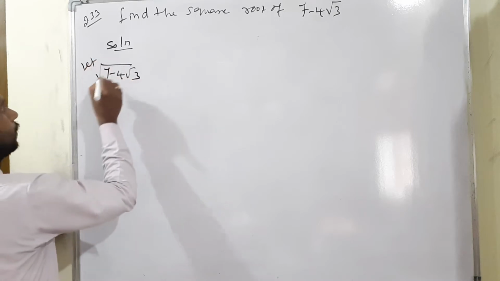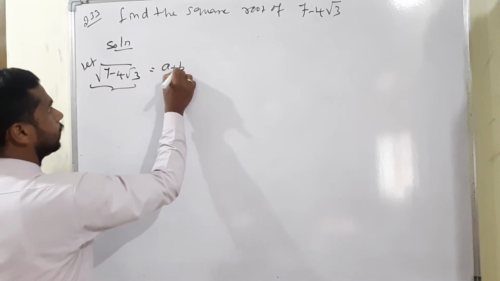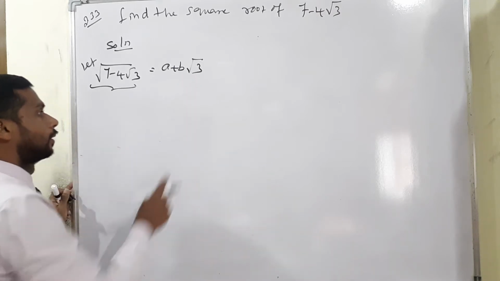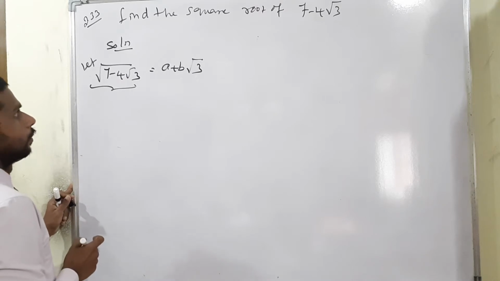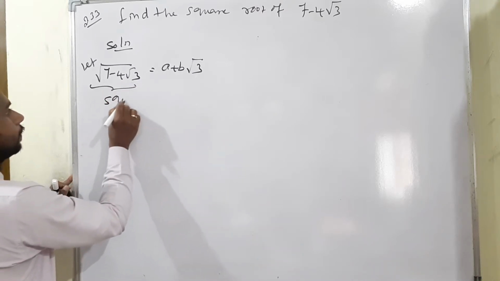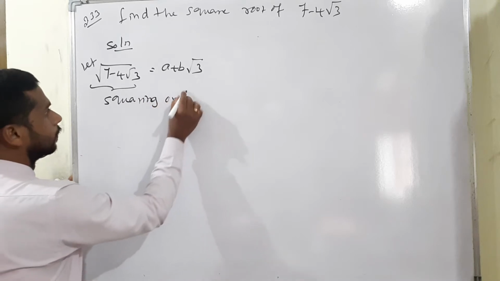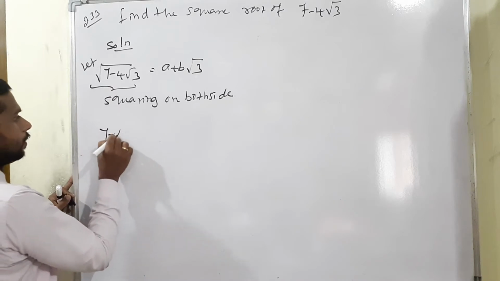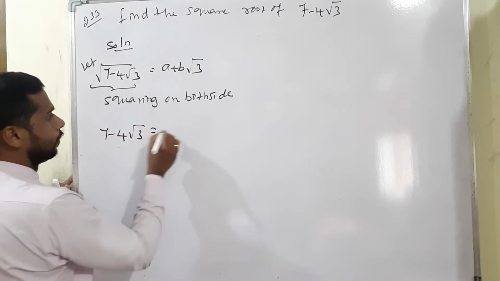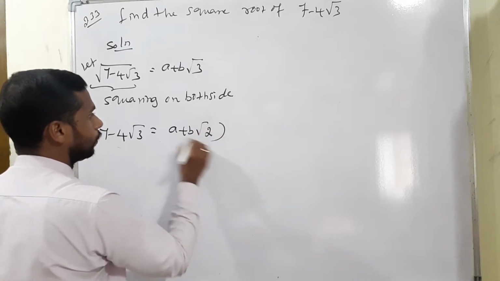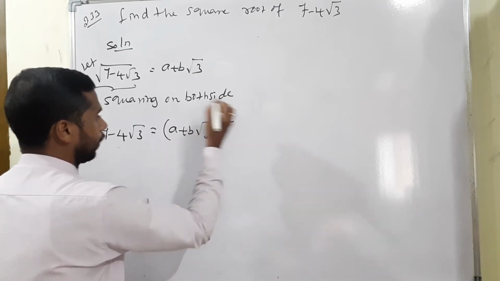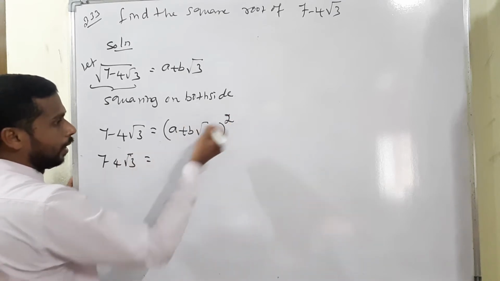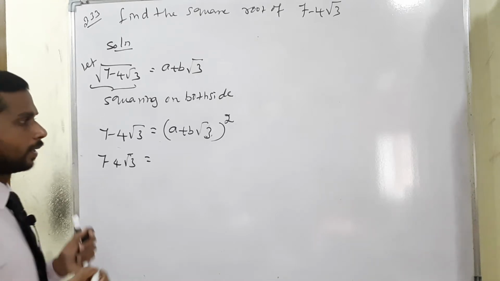Let us consider this value as a plus b root 3. This is the rational number part, isn't it? Now, squaring on both sides, 7 minus 4 root 3 is equal to (a plus b root 3) the whole square. The expansion is a square plus 2ab plus b square.